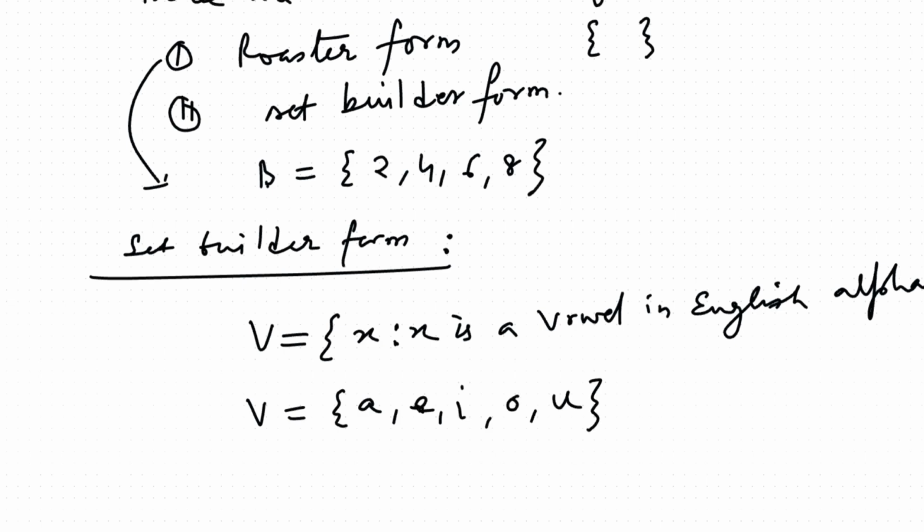Isn't it? So V is A, E, I, O, U. So this was your, what was the form? Roster. But same thing in the set builder form, how was it represented? In the form of a statement. So we wrote the statement V is equal to X, such that X is a vowel in the English alphabet, which is a fair statement. It simply means that these elements are A, E, I, O, U.